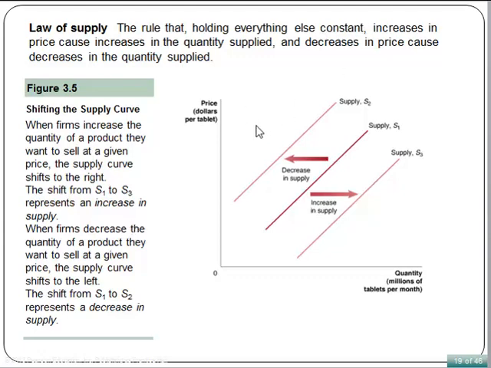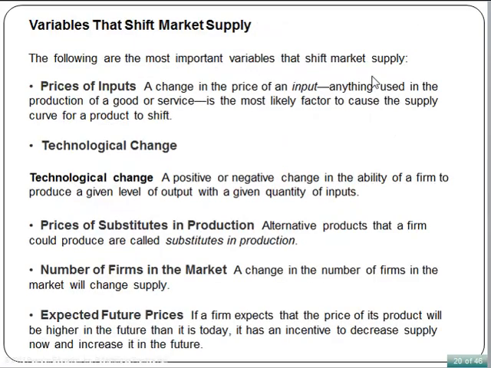So when the firms increase the quantity of product they want to sell at any given prices, the supply curve shifts to the right. We see there is an increase in supply. When the firms decrease the quantity of product they want to sell at any given prices, the supply curve shifts to the left. We see there is a decrease in supply. Okay, now let's talk about the variables, the other factors that shift the supply curve, the market supply curve.